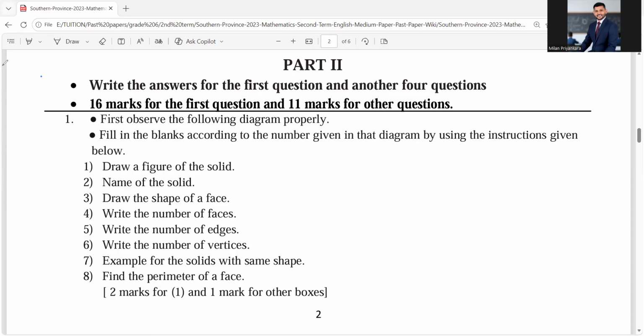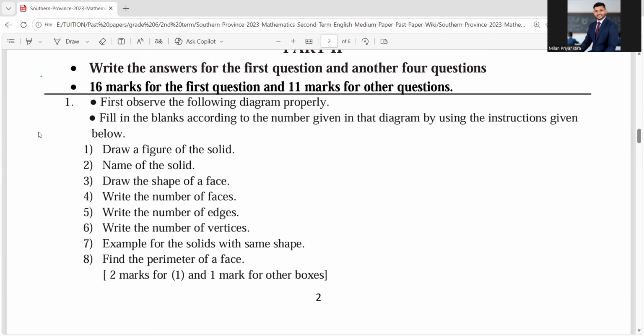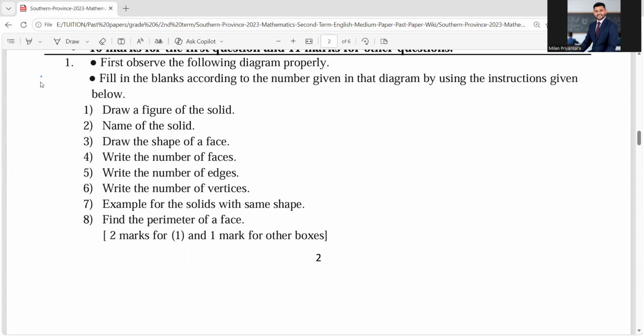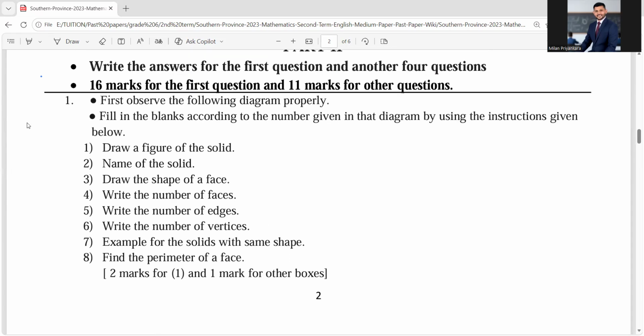Okay. Then when you start writing the answers, you can start with the easiest question and first choose all the questions you are going to write, and then write. Anyway, I'm going to start from the first question and let's do that.